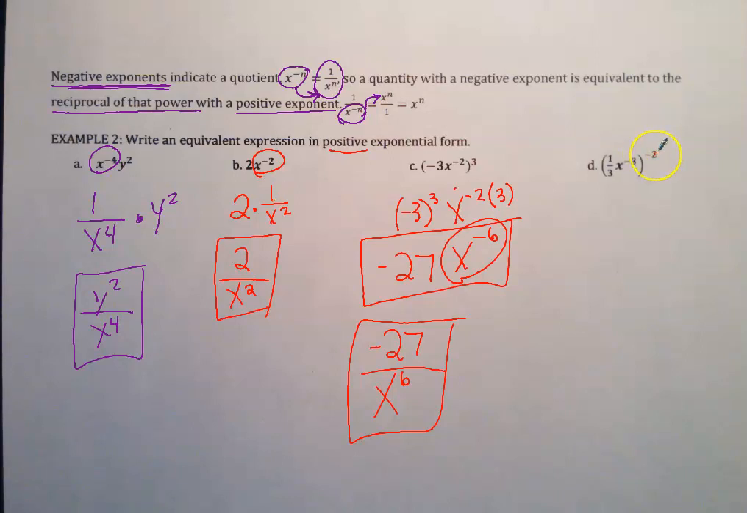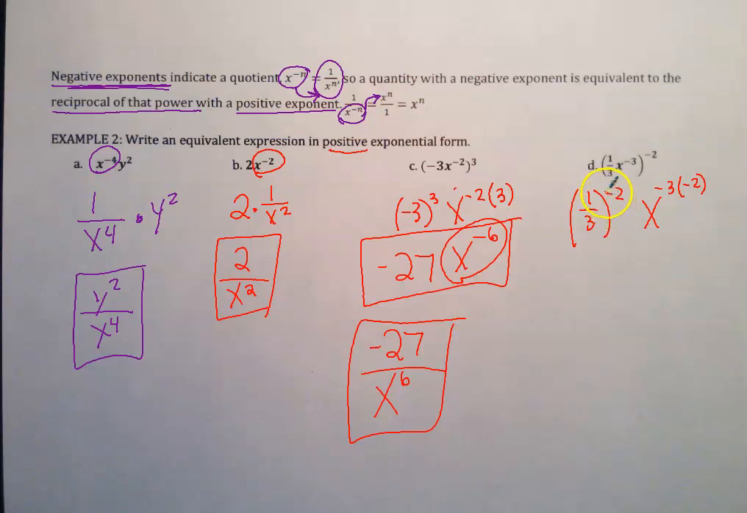What's the negative 2 apply to? The whole thing again. So I'm going to have 1/3 to the negative 2 power, and then x to the negative 3 power times negative 2, which is a positive 6. Where are we getting 6? Put it in your calculator. Okay, it's 2 negatives equal a positive. So 1/3 to the negative second is 9.